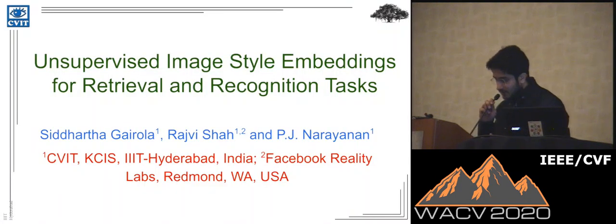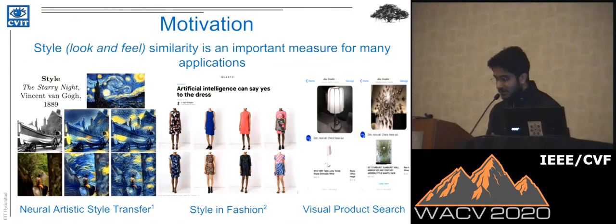Hi all, good evening. I'm Siddharth from IIIT Hyderabad and will be presenting a work titled Unsupervised Image Style Embeddings for Retrieval and Recognition Tasks. Style understanding and similarity is an important measure for many tasks like neural artistic style transfer, style in fashion, and visual product search. In visual arts, style is used to relate, organize and describe artworks.